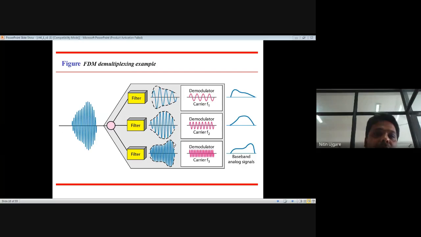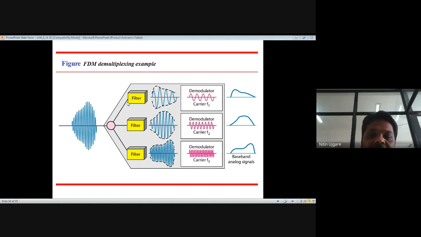Okay, then we talked about multiplexing. Then what is the thing at the receiver's end? The demultiplexer is used as a series of filters to decompose the multiplexed signal into its constituent component signals. The individual signals are then passed to a demodulator that separates them from their carriers and passes them to the output line.